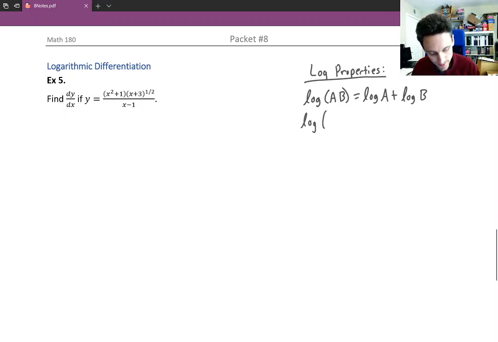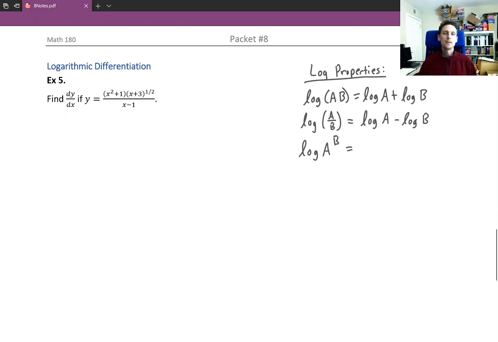What about the log of a divided by b, or a over b? How does that expand? If you said log of a minus log of b, then that's correct. All right, and the last log property we'll look at is log of a to the power of b. How does that get rewritten using a log property? If you said b times log of a, then that's correct.